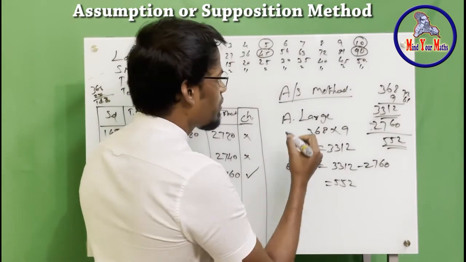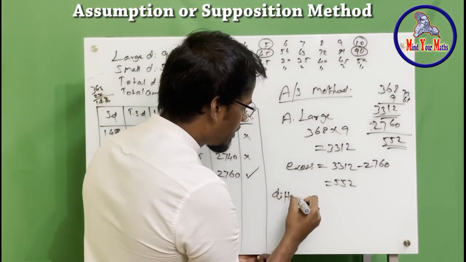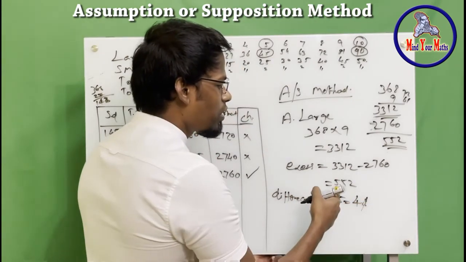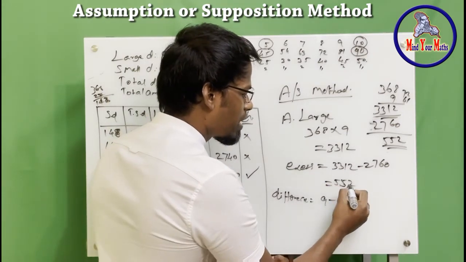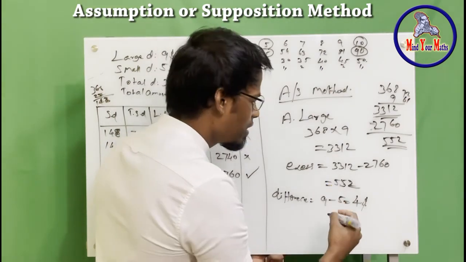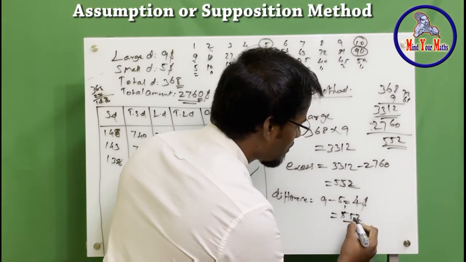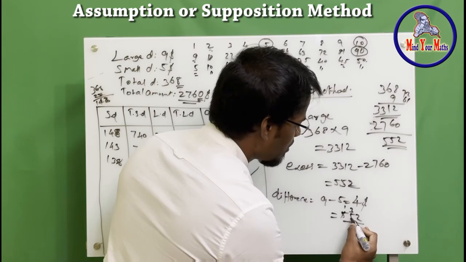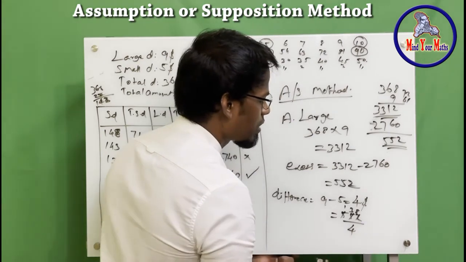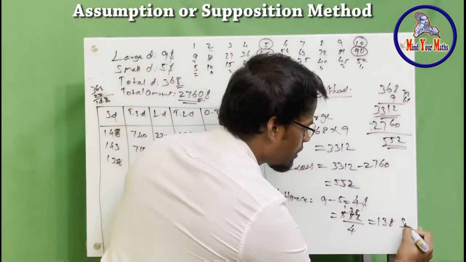The difference between the price of the large durian and the smaller durian is 9 minus 5, which is $4. So if you divide this number by 4, you will get the actual number of small durians. Let's do that. 552 divided by 4. 1 times 4 is 4, 15. 3 times 4 is 12, plus the remainder is 3. Then 32, 8 times 4 is 32. So we have 138 smaller durians.